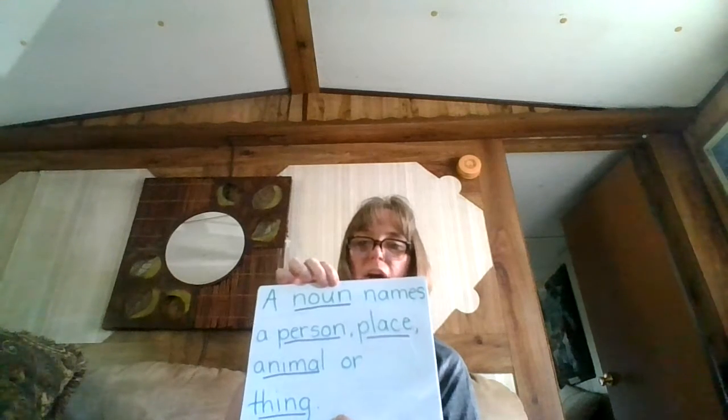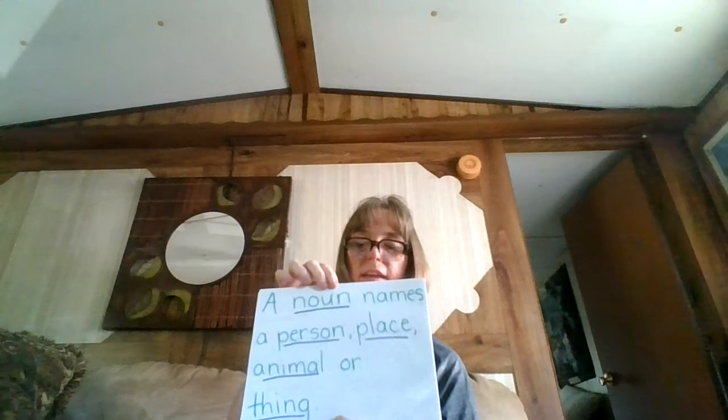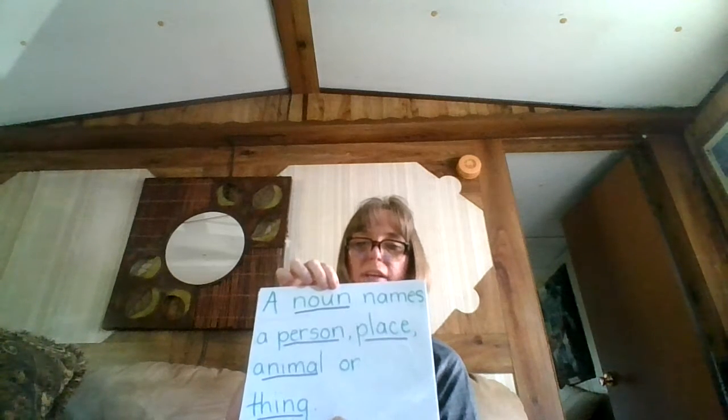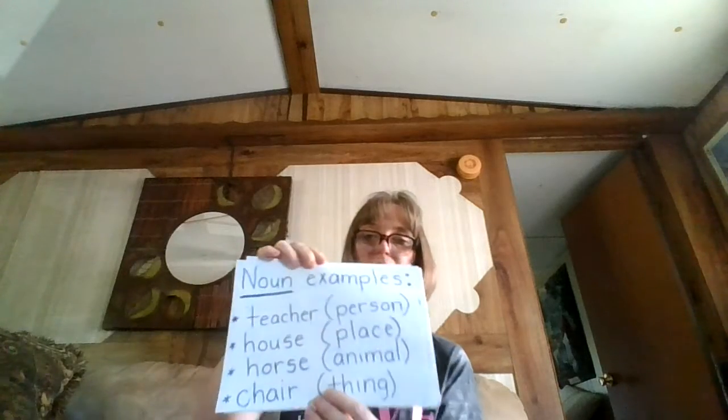First of all, a noun is a word that names a person, place, animal, or thing. We'll say that again. A noun is a word that names a person, place, animal, or thing in a sentence. Now, there's a lot of nouns that we can think of, but here's some examples of nouns.